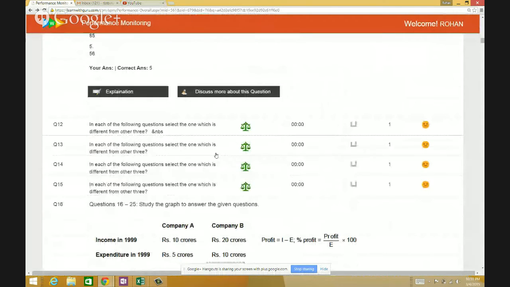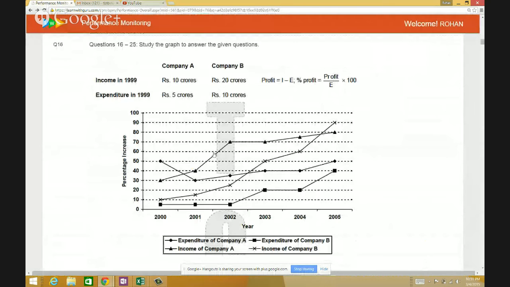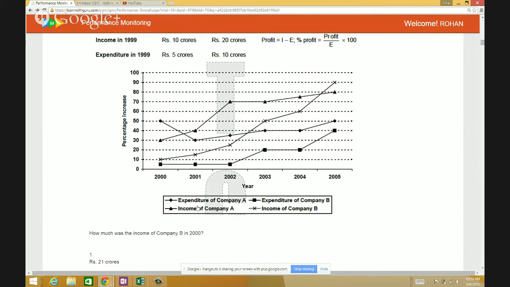So DI. Let's talk about DI first. Now this is pretty simple. We have income, expenditure, percent profit. This is the IPE graph. Income is given to you. Expenditure of company A is this line, which goes this way, this way, this way. Income of company A is given to you. Income and expenditure both are given. Profit is going to be subtraction. Let's not waste time and read everything.